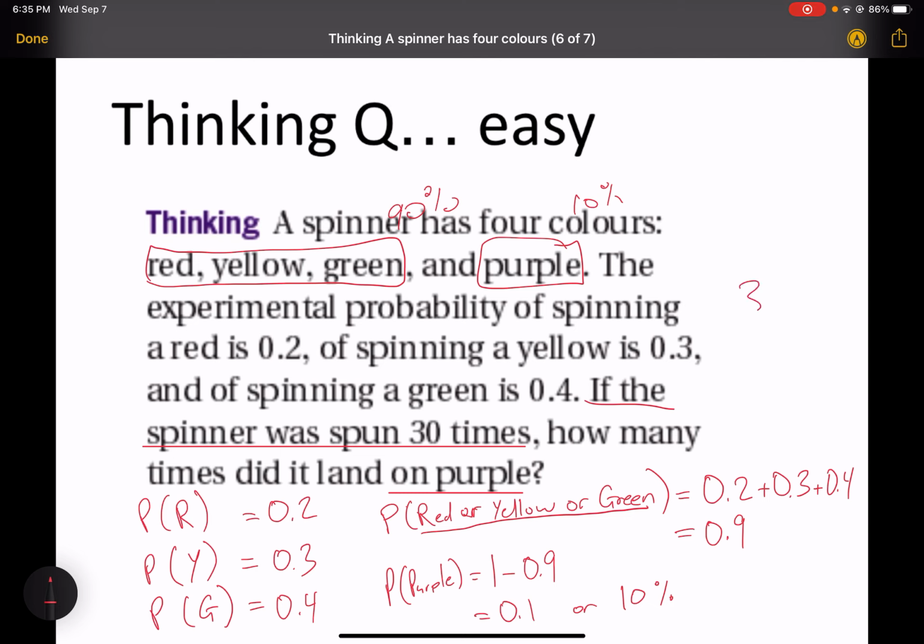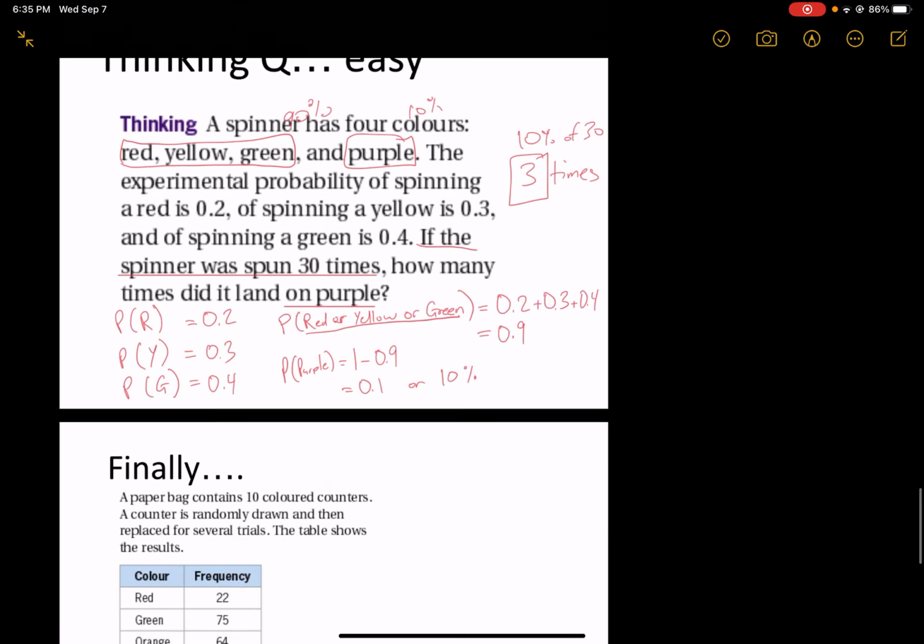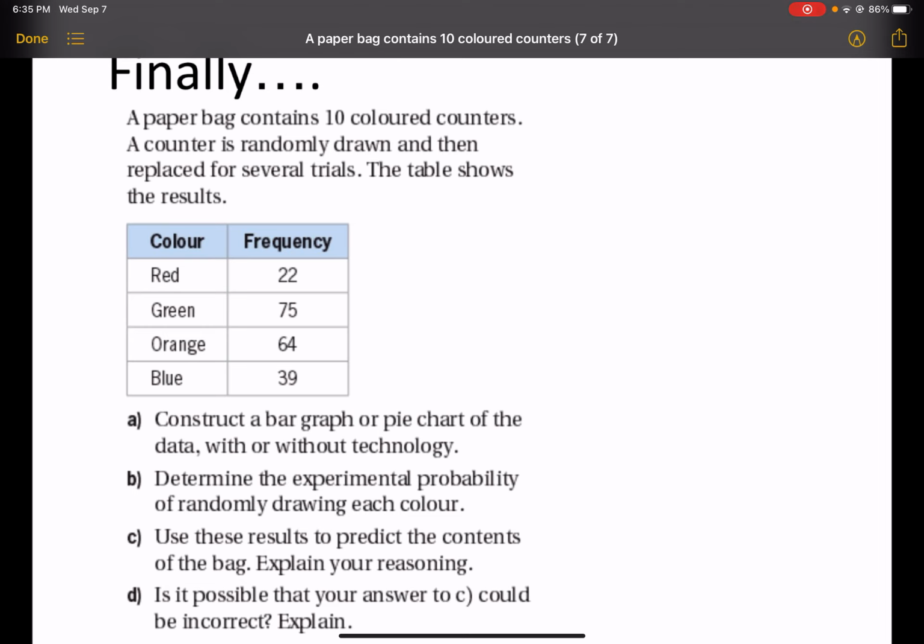And now, finally, a paper bag contains 10 colored counters. A counter is randomly drawn and then replaced for several trials. The table shows the results. We have red, 22 reds, 75 greens, 64 orange, and 39 blue. Construct a bar graph or pie chart of the data, with or without technology. Okay, so we'll do with or without technology.